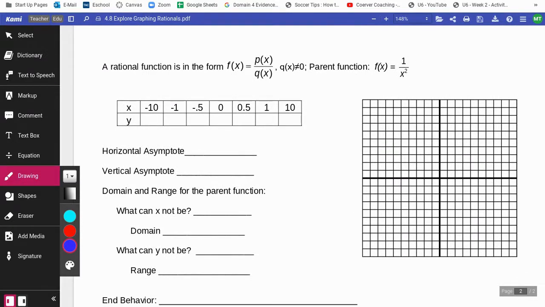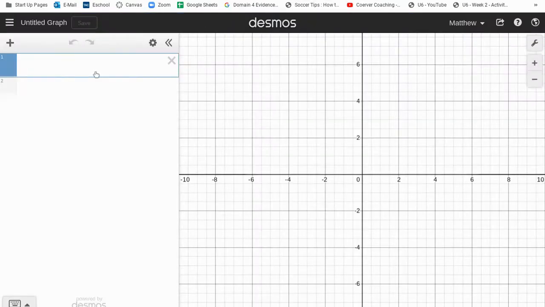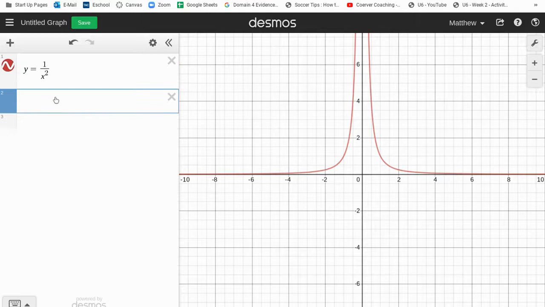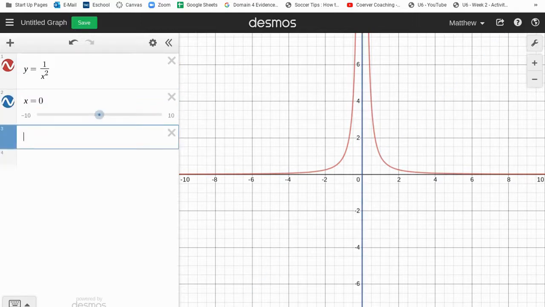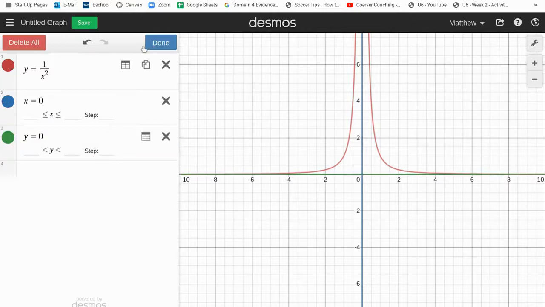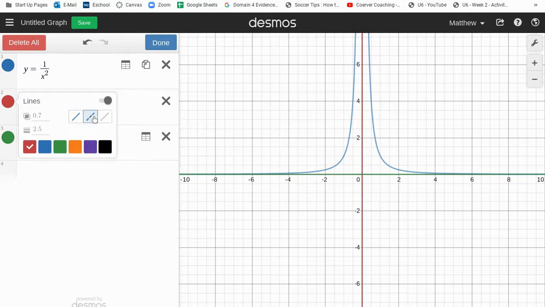which is right over here. This time we have y equals 1 over x squared. So now the only difference is this one has a square. Okay, so again, same concept. I'm going to put that into Desmos. Y equals 1 divided by x squared. I'm going to go ahead and put x equals 0, y equals 0, and then I like to change the colors here. So I'm going to make this blue, these two red and dotted.